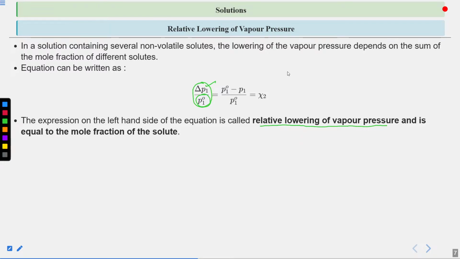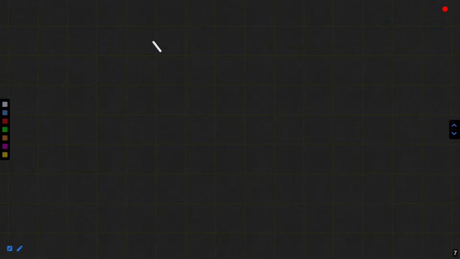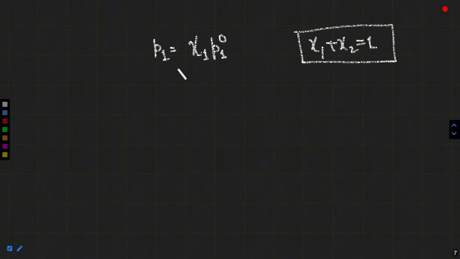So again I am repeating this thing. We have started with P1 equals chi1 P1 naught. So for any volatile solvent we can say it. Let me do it for you here. So P1 equals chi1, this is the mole fraction, times P1 naught. Now we know that chi1 plus chi2 is equal to 1. This is for a binary solution. If you put the value from here, you will get 1 minus chi2 times P1 naught.